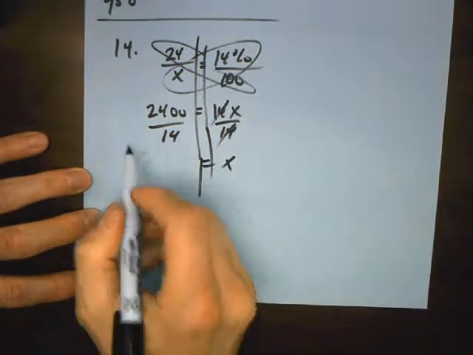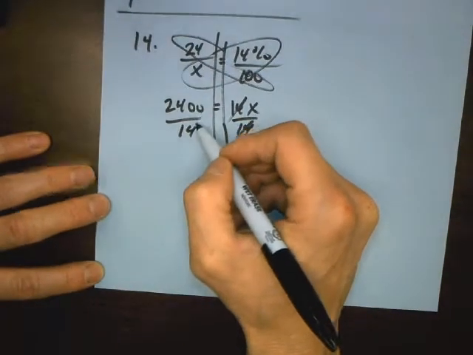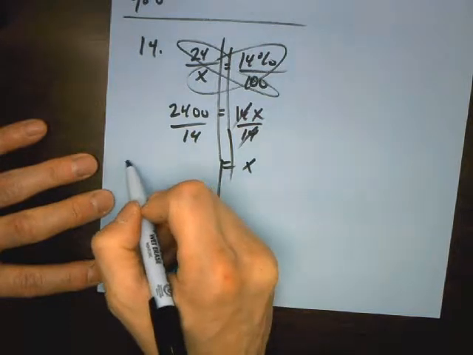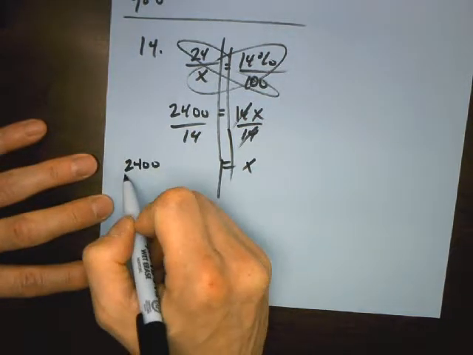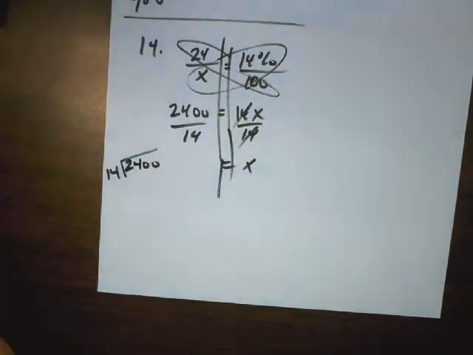Okay, so my answer will be this. I can't cross out those zeros this time, right? Because there's no zero at the end of 14. I got 2,400 divided by 14. We're still on 14 here. 2,400 divided by 14. For number 14, let's see, I did something wrong.